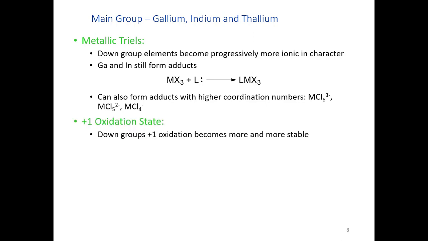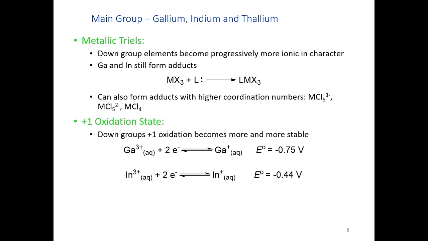Down the group, the +1 oxidation state also becomes more stable. Looking at the reduction potential of gallium 3+ cations to gallium 1+ cations, we can see it is fairly negative, so this would not be a favorable reaction. This tells us in a somewhat roundabout way that gallium in the +1 oxidation state is not really stable. For indium, we can see that the reduction potential is less negative, so the +1 oxidation state is more stable.